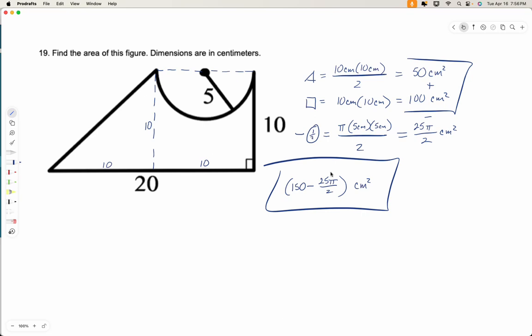All right, and I think the way we did that in the answer was just to do it all in the same box. So 150 minus fraction, 25 pi over 2, get out of the fraction, close the parenthesis, and then CM exponent of 2, and then get out of the math box, the special characters box, and this first parenthesis should pop up automatically. But I think that's how we typed it in.